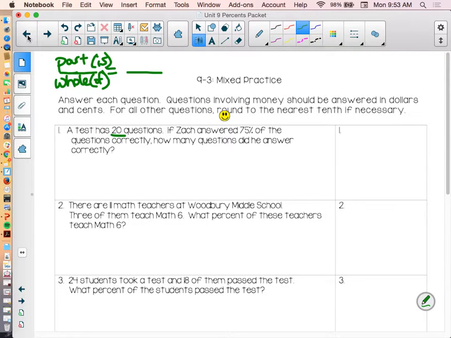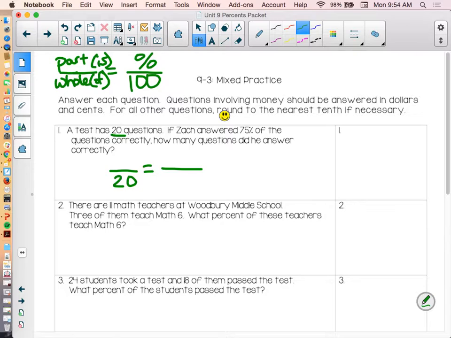Part over whole, you've been doing this for a very long time, equals percent over 100. So we have to figure out what information we know and what we need to find for each of these. If the test has 20 questions, well, right away you should be able to think, is that the part or the whole? I'd say definitely the whole.